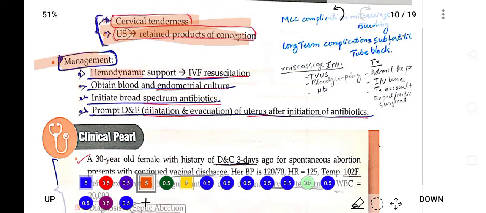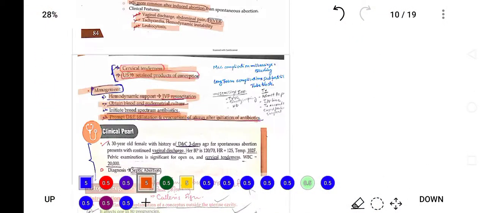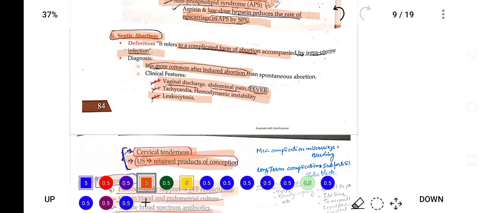And the management will be hemodynamic support with IV fluid resuscitation, and obtain blood and endometrial culture and give treatment according to that. Prompt dilation and evacuation of the uterus should be done after initiation of antibiotics. So in this way these miscarriages occur. So there were different types of miscarriage. We discussed clinical features and causes of miscarriage and its types.